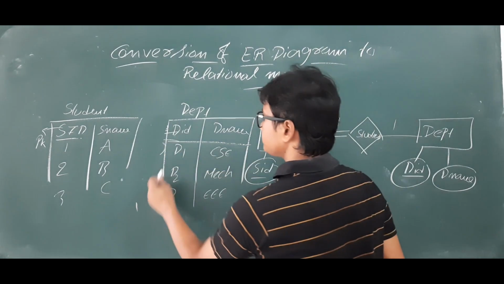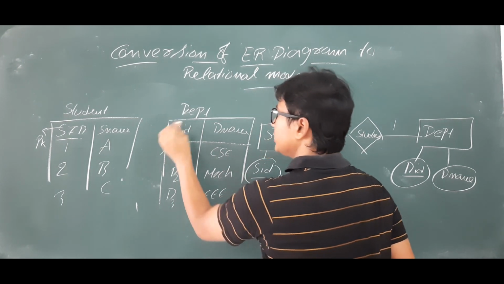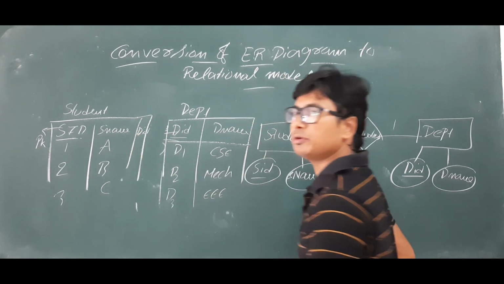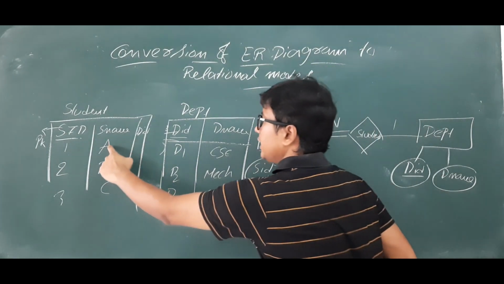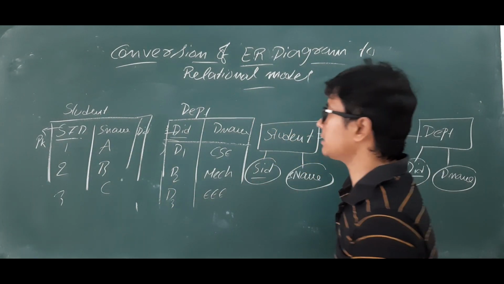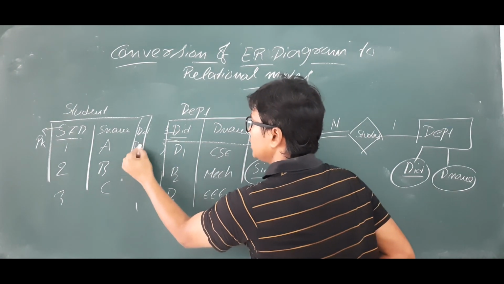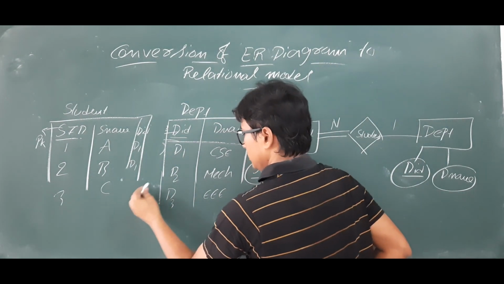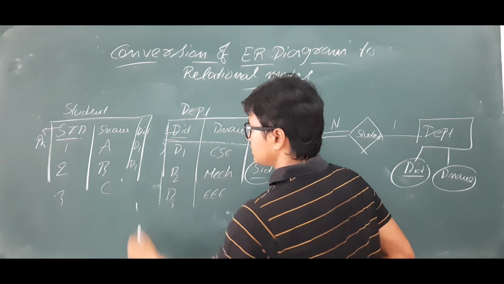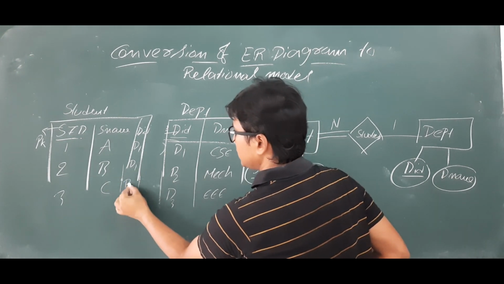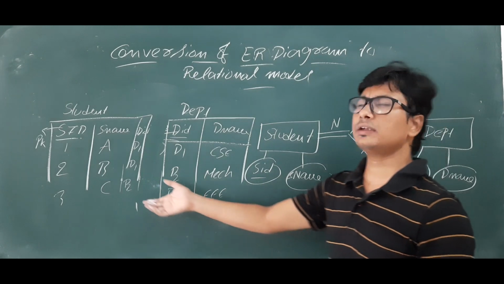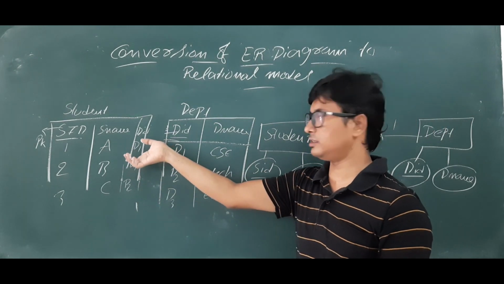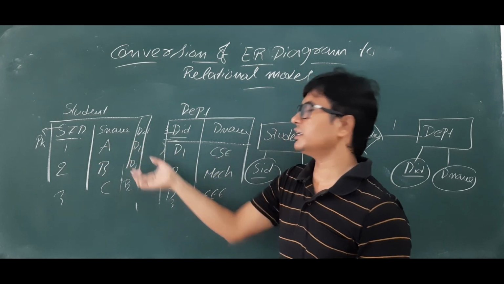Make the primary key of the department table a foreign key in this one. What will happen? We will see. Now A and B are studying in which department? CSC department. So in D1 they are studying. In 3, name C is studying in mechanical department D2. So this is a good entry. Is it clear? Maybe it is a duplicate. We cannot eliminate this duplicate, because A and B are studying in department 1.